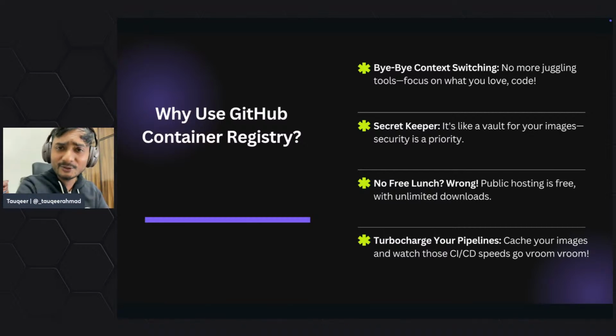Basically, why do we use GitHub Container Registry? It's more like no context switching. You do not have to code on GitHub and push it to Docker Hub or any other thing, like the Azure portal, or AWS, which has ECS and its Elastic Container Registry. Azure has ACR, Azure Container Registry, and everyone has their own container registry.